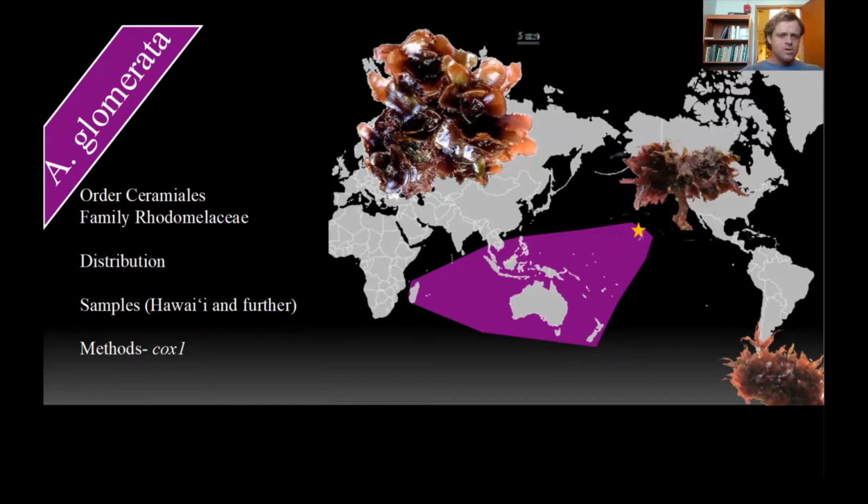In the Hawaiian archipelago, we have samples from each island of the main Hawaiian Islands, although I'll get more into that in a second. We also have samples from across the Pacific and some samples from the Indian Ocean as well. This study uses the COX-1 marker to look at the differences between individuals.